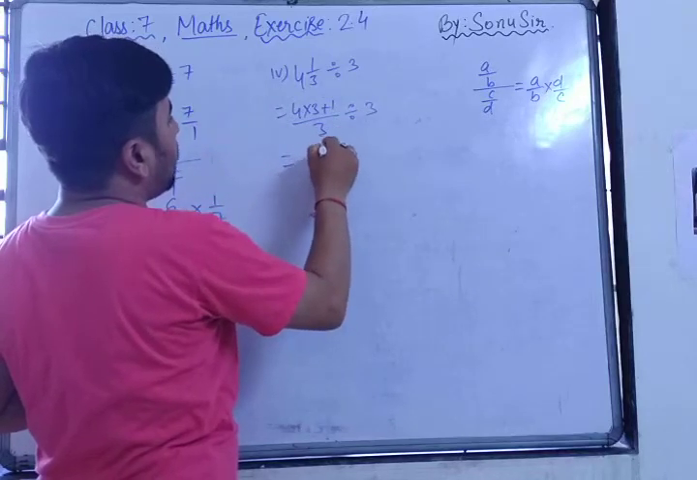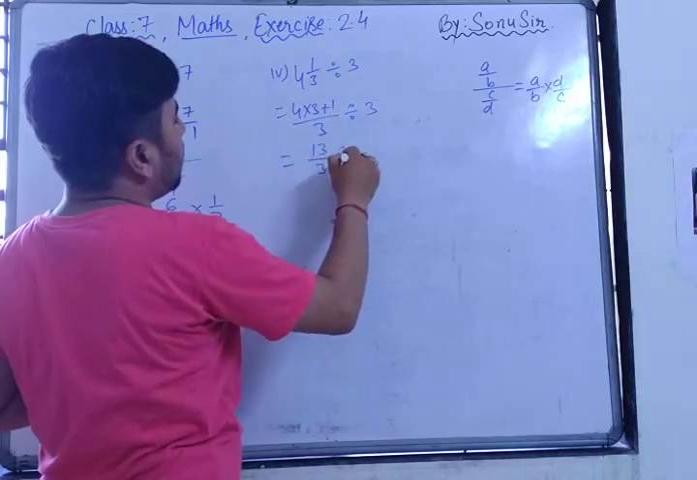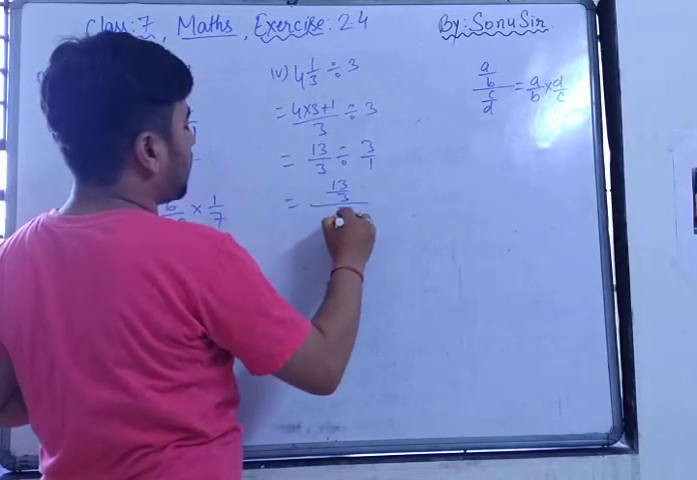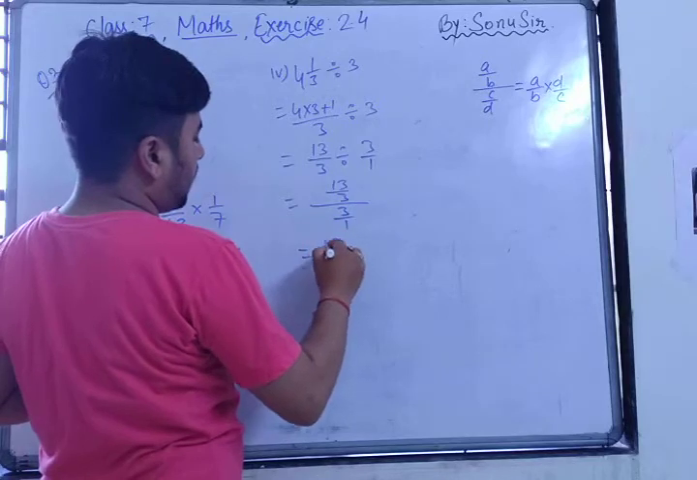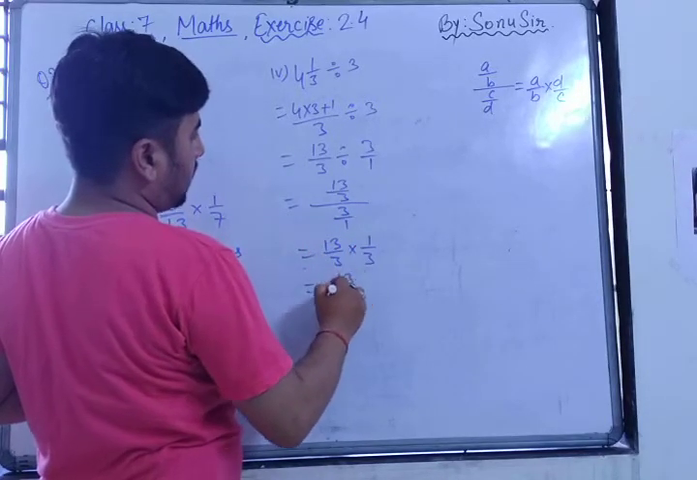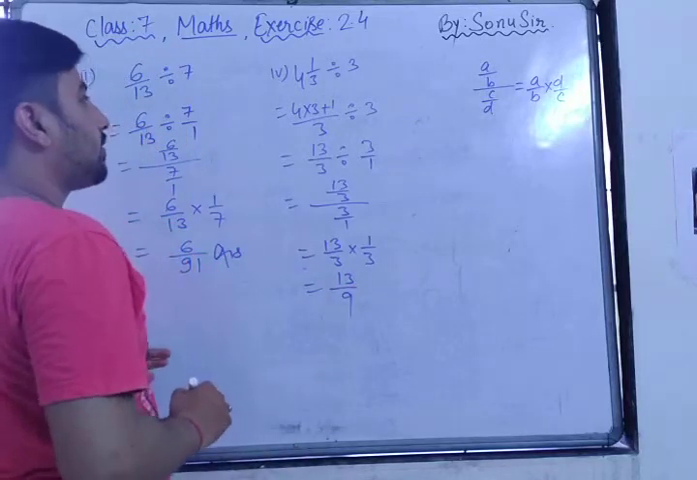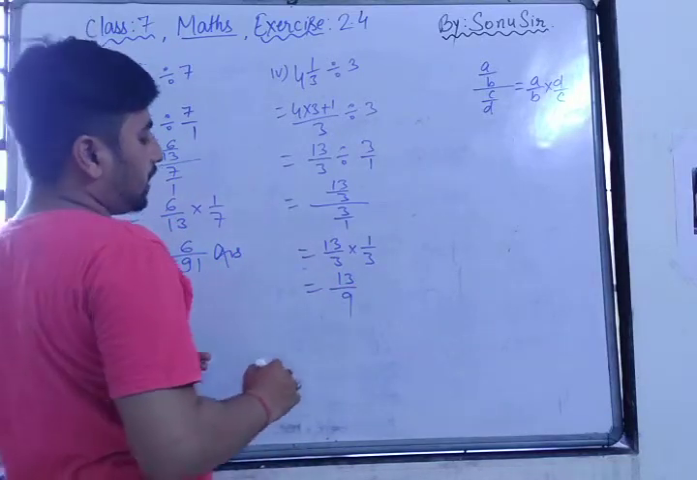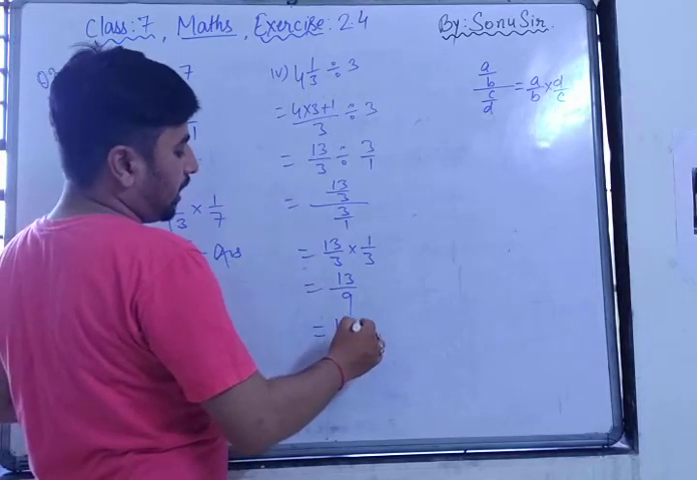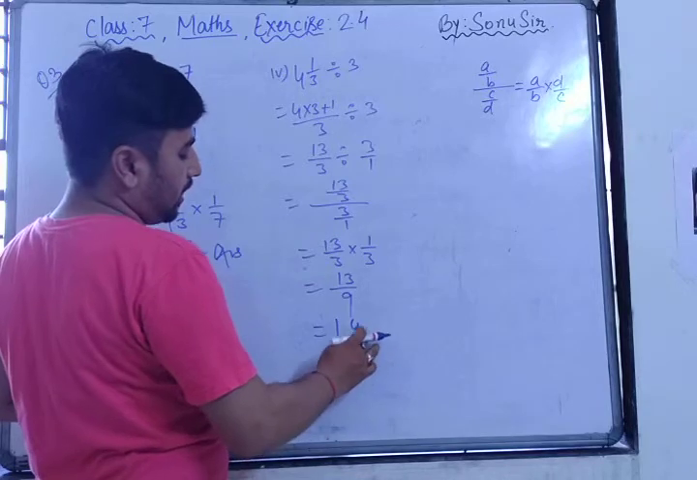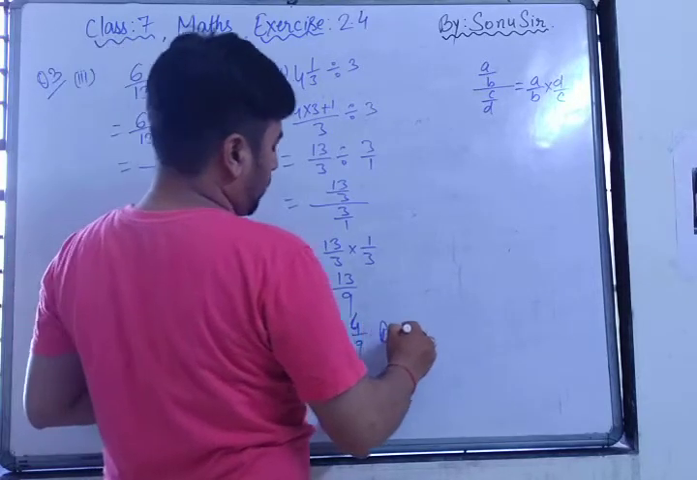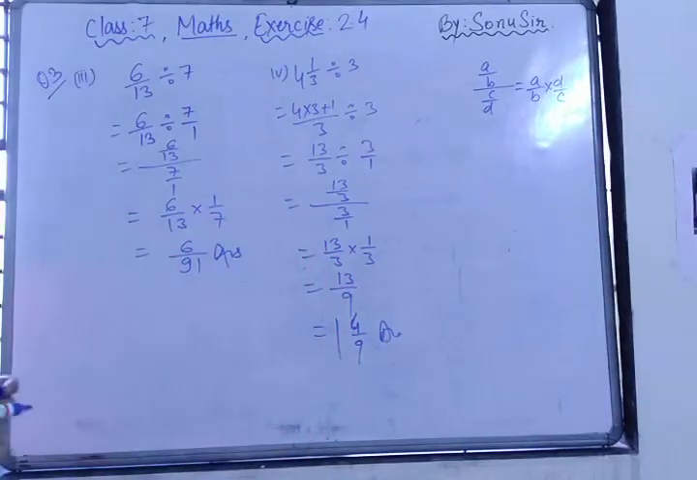So 4 threes are 12, plus 1, 13 by 3 divided by 3 by 1, means 13 by 3 divided by 3 by 1. 13 by 3 into 1 by 3. So 3 threes are 9. Right? So what will be the answer? If you want to change it into a mixed fraction, 9 ones are 9, 9 4 remainder, and here 9. Got it? 1 into 4 upon 9. So this is our answer of question number 4.